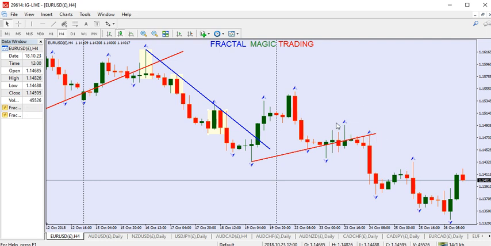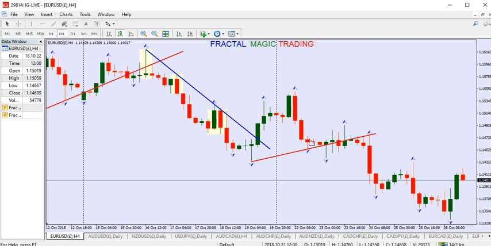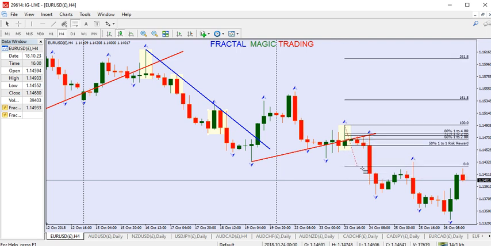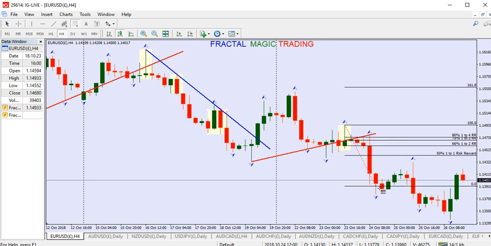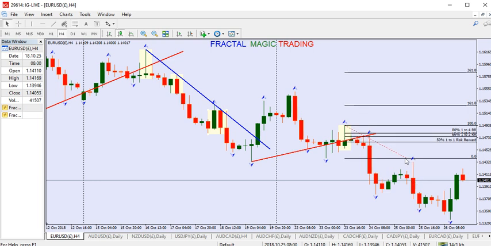and I would be taking on that pin. Some people might not, but for me that's a definite intent to reject higher prices. We've had rejections there and there, so I'm in there with a trade, and we get 1 to 1, we get 1 to 2, and I think I would have been stopped out because of that retracement on the 1 to 3, but definitely get 1 to 2.